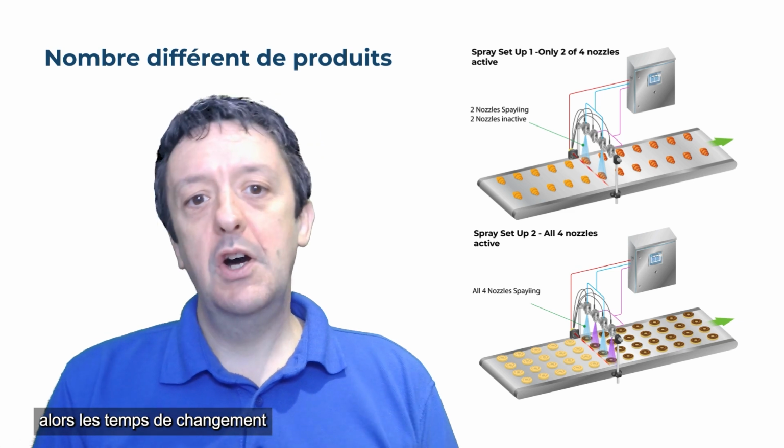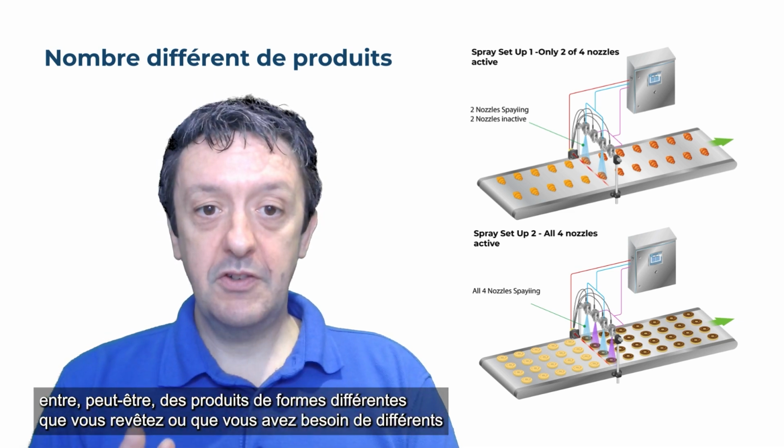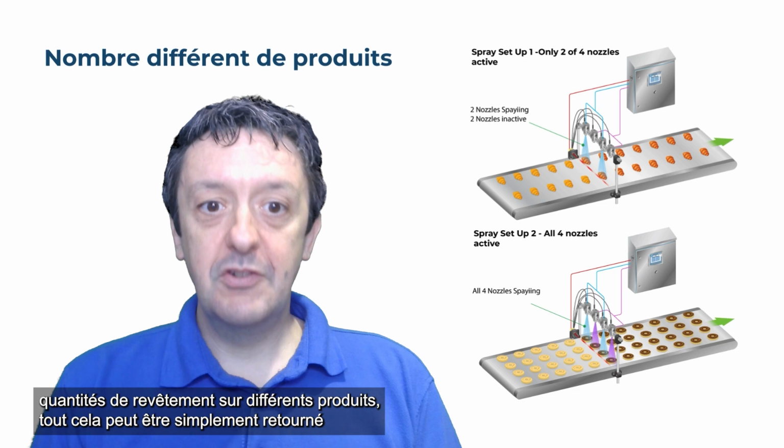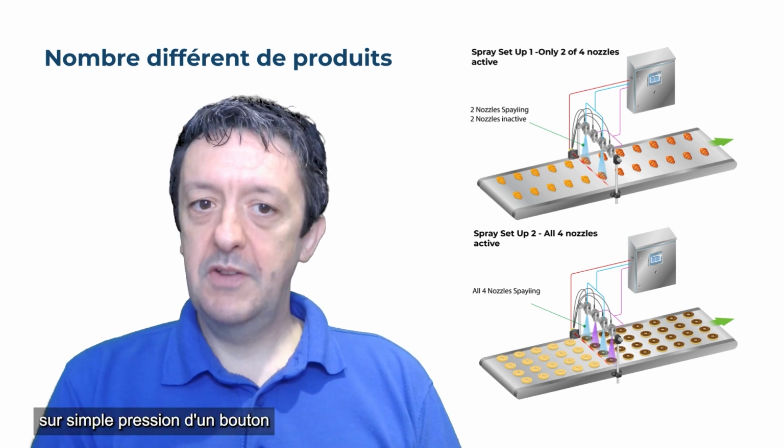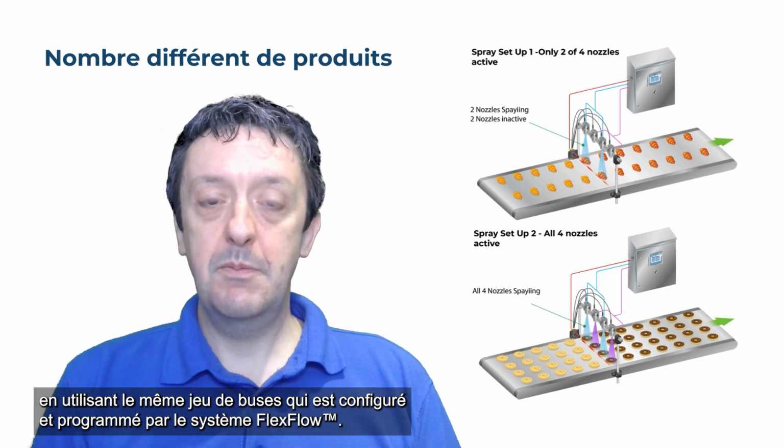Then the switchover times between maybe different shaped products that you're coating, or where you need different amounts of coating on different products, can all be just flipped over at the switch of a button, using the same set of nozzles that's set up and programmed by the FlexFlow system.